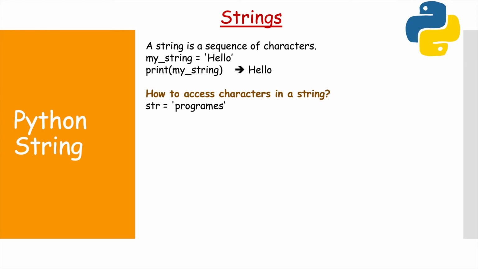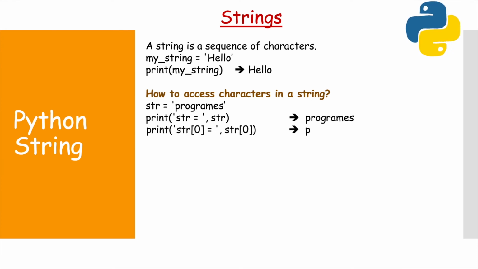Now how to access the characters in a string? Just like lists and tuples, we can access the characters of a string by using indexing. This is an example of a string. When you print this string, you get programs as the output. And when you provide an index value, you're going to get the element at that particular index position. So 0th index returns you the very first character of the string, that is P.